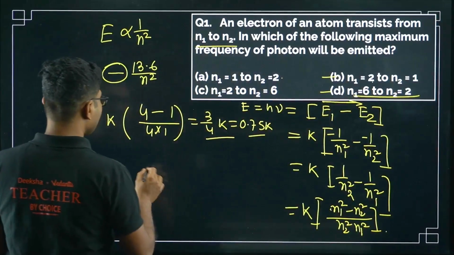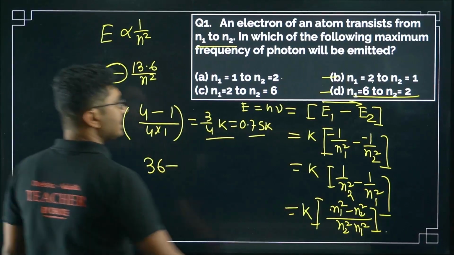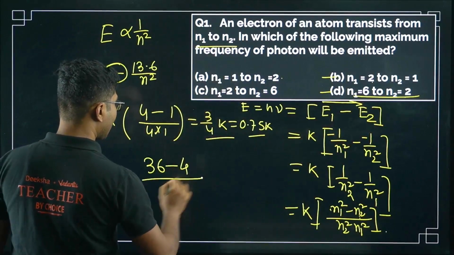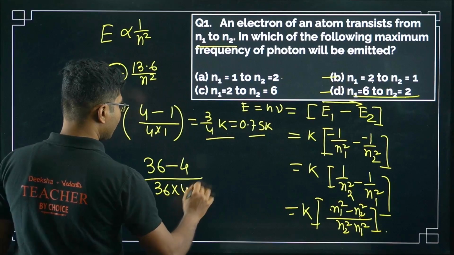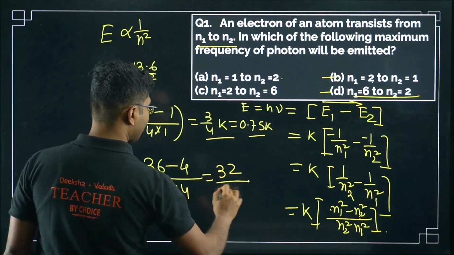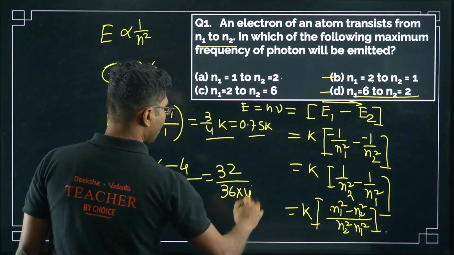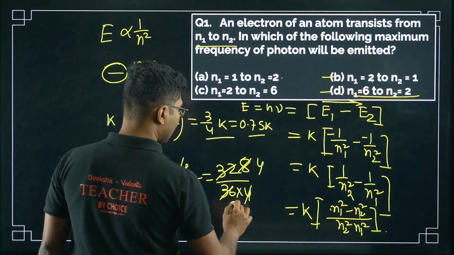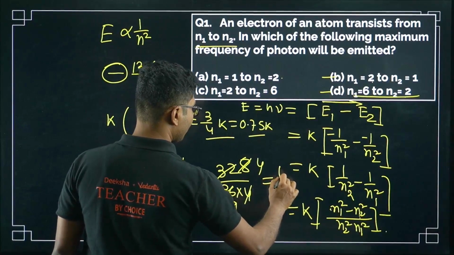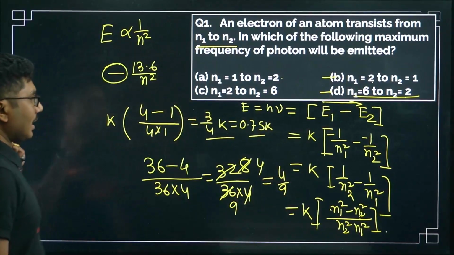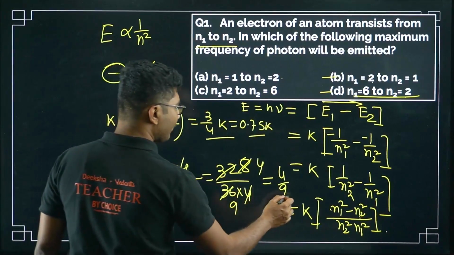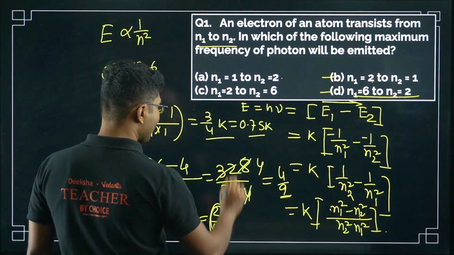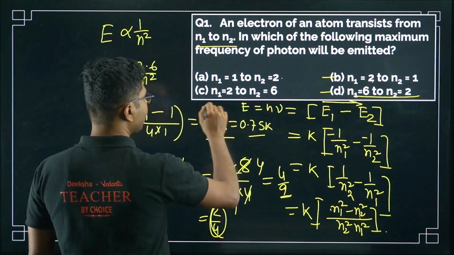What is 6 square? 6 square is 36. We use the same formula. 2 square is 4, divided by 36 into 4. So you get 32 divided by 36 into 4, which simplifies to 4 by 9. Even if you take the 9 as 8, it will be 2 by 4, which is obviously smaller compared to 3 by 4.